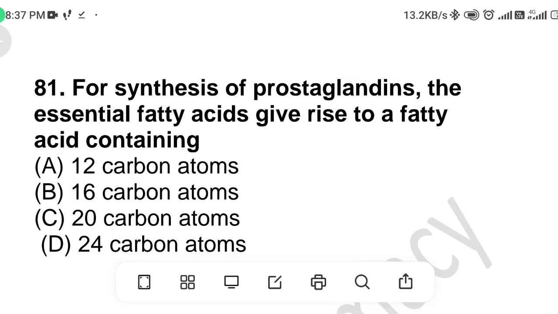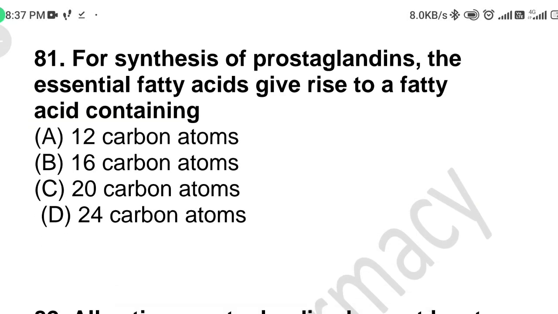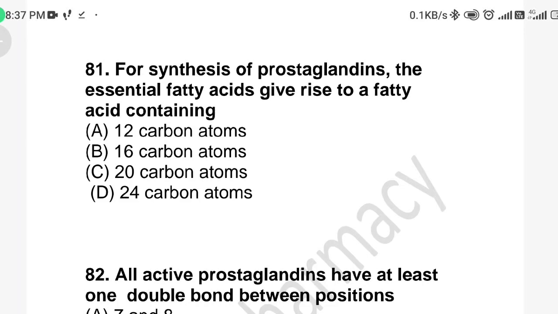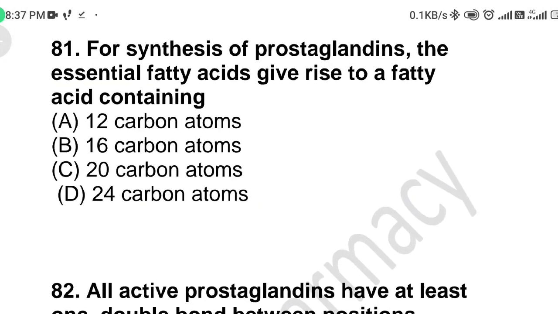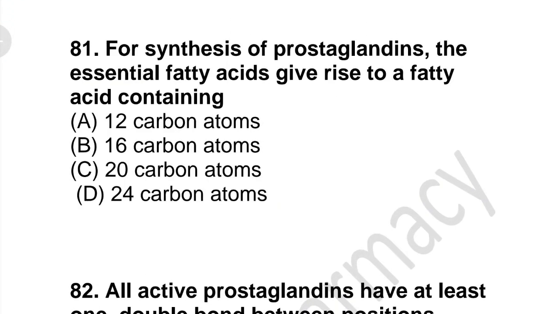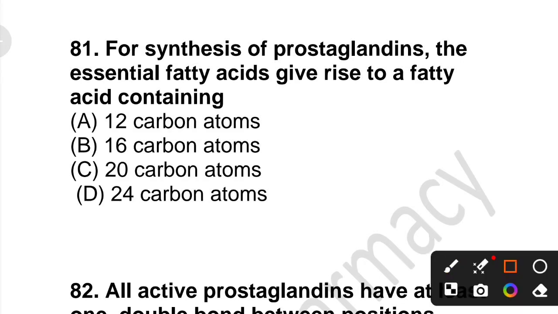Now let's start. Question number 81. For synthesis of prostaglandin, the initial fatty acids give rise to a fatty acid containing option A 12 carbon atoms, option B 16 carbon atoms, option C 20 carbon atoms, option D 24 carbon atoms. Right answer is option C, 20 carbon atoms.